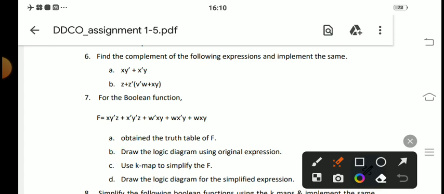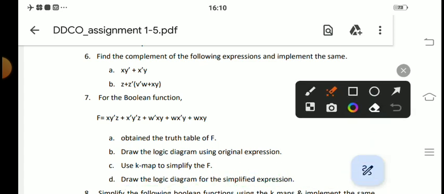It must obtain a truth table of f. Draw the logic diagram using the original expression. Use K-map to simplify f. Draw the logic diagram for the simplified expression. Okay, this question has 4 parts in it. Don't miss any part. In this, first what you have to do is check how many variables are there.